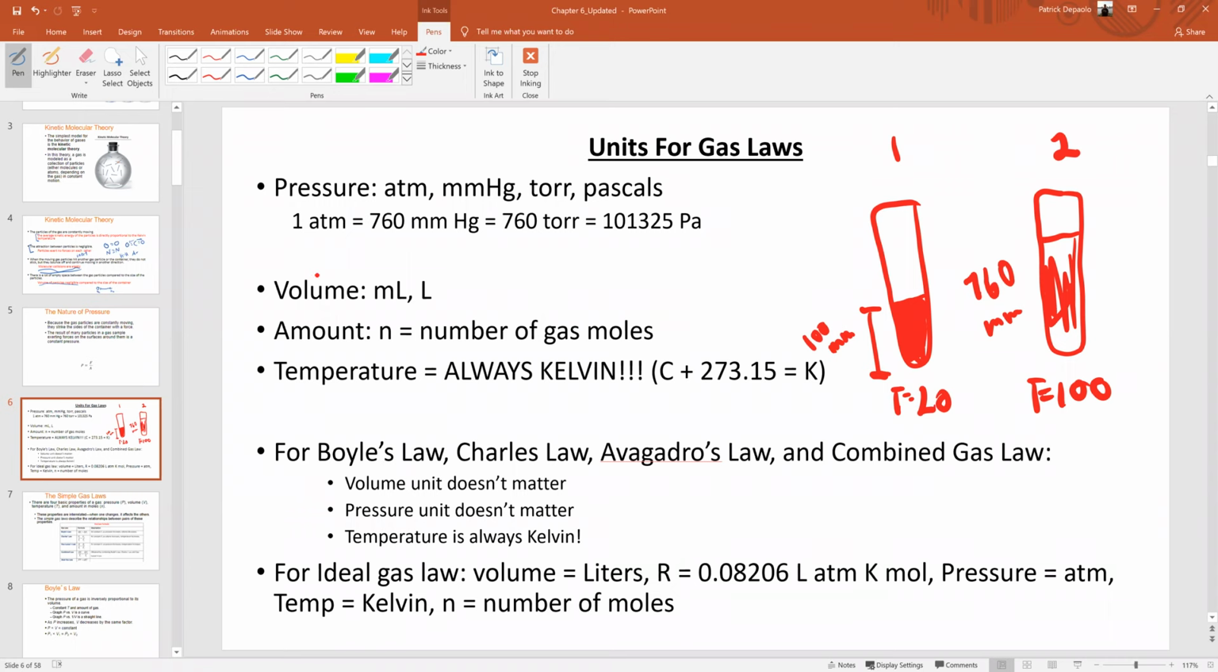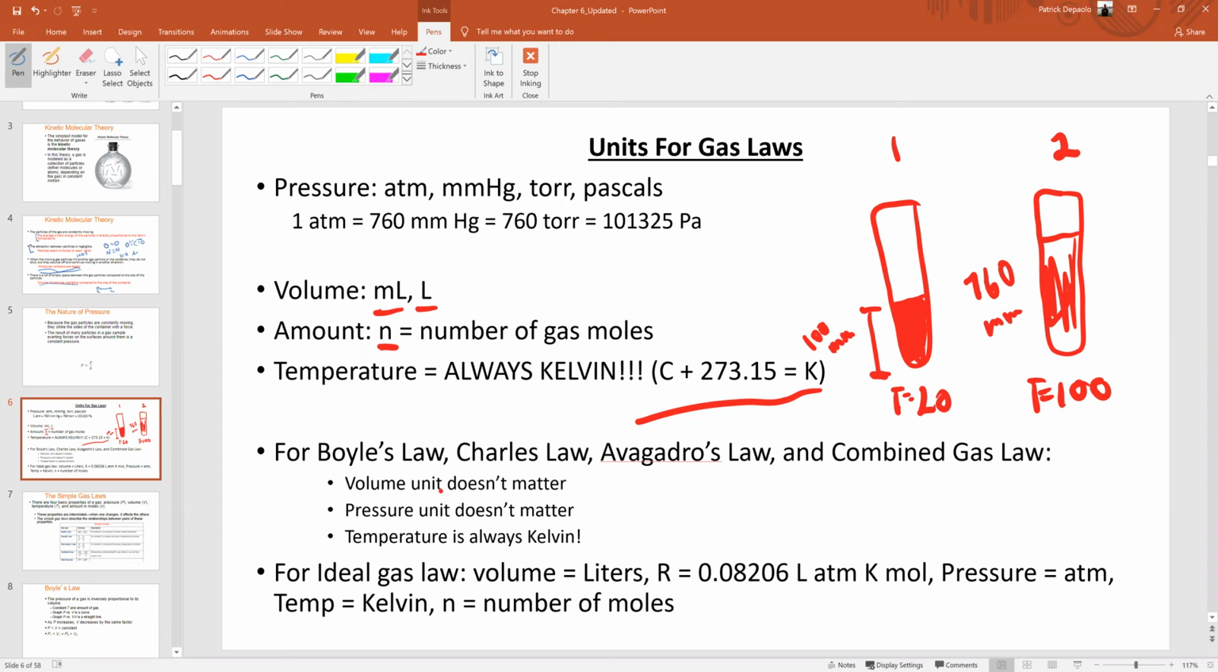Okay. So volume. We've seen volume before, and we're going to be measuring it in milliliters and liters. For the ideal gas law, keep this in mind, because later on we're going to cover the ideal gas law. There will be a specific unit: you have to use liters. You can't use milliliters because there's a constant involved, and it's a whole mess. We'll see that soon. Then you have amount. Amount is n, that's the variable, and it's the number of gas moles. Temperature is always Kelvin. We know what to do, right? We always convert to Kelvin once we are given a Celsius temperature.